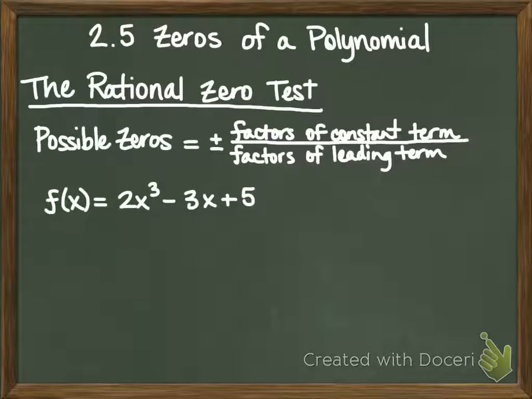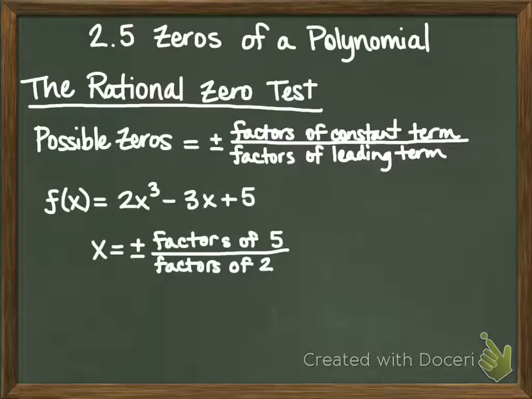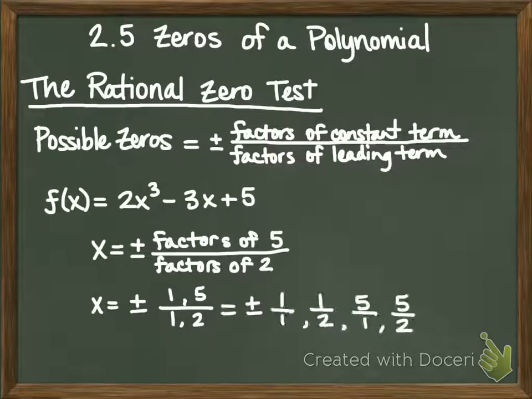So for example, if I have 2x to the third minus 3x plus 5, I'm going to take the factors of the constant term, which are the factors of 5, and divide by the factors of 2, which is the leading term. So the factors of 5 are 1 and 5, and the factors of 2 are 1 and 2. So I'm going to list out all of the possibilities. So it's always positive and negative. I'm going to do 1 divided by 1, 5 divided by 1, 1 divided by 2, and 5 divided by 2. So you just list all of those out.